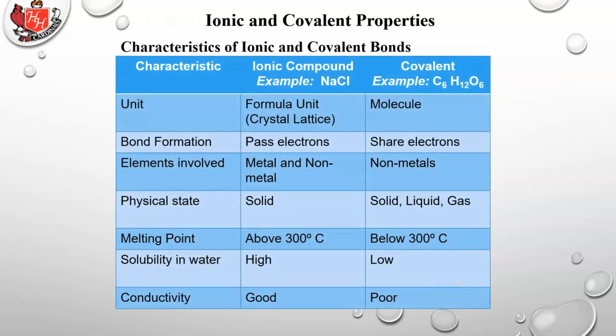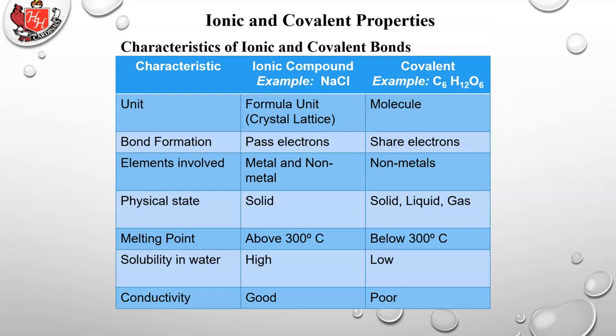Now here are some properties of ionic and covalent bonds, so I just thought I'd put them here. It's a good place to put them, that you should know. The unit for ionic bonds is called a formula unit. For covalent bonds, it's called a molecule. It's a separate, independent structure. Bond formation: ionic bonds pass electrons, covalent bonds share electrons. The elements involved in ionic bonds are metals and nonmetals. In covalent bonds, it's 2 or more nonmetals.